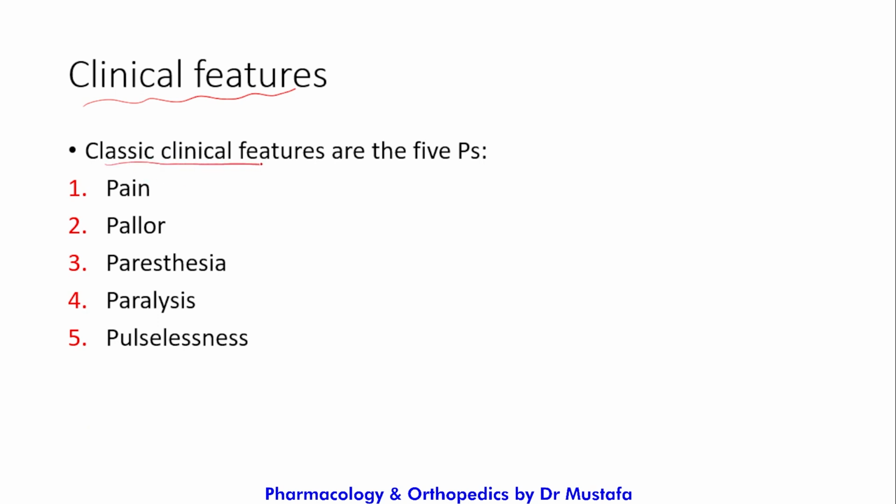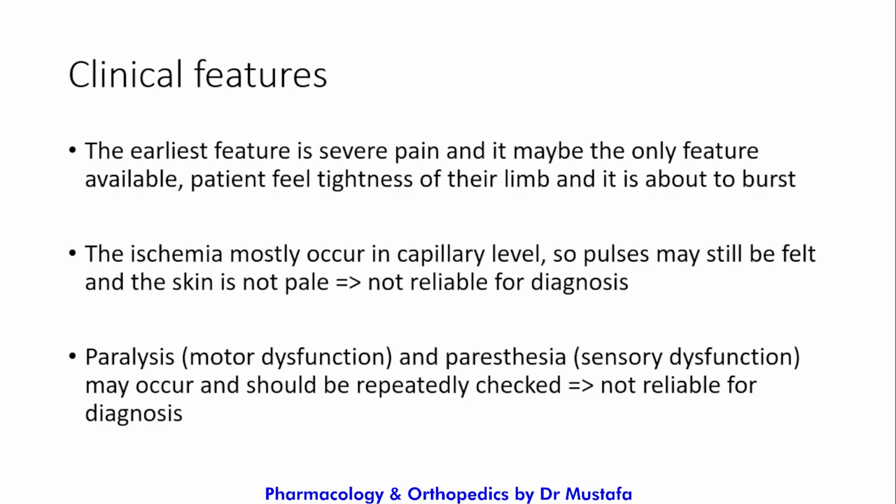Now for the clinical features of the compartment syndrome. The classic clinical features are the 5 P's: the pain, the pallor, the paresthesia, the paralysis, and the pulselessness. So we all know the pain and pallor, but the paresthesia means the sensory dysfunction, and the paralysis means the motor dysfunction. So basically, the limb with the compartment syndrome would have paresthesia and paralysis, but not always. And pulselessness means the distal pulses are absent.